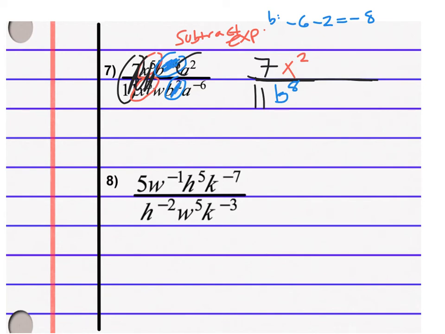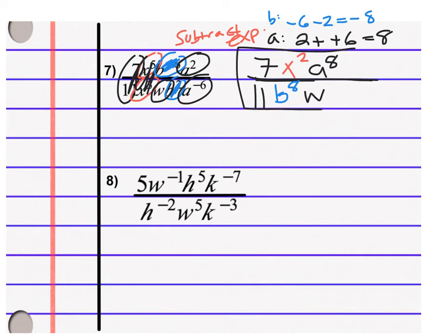For the a's, I have a to the 2, so I have 2 minus a negative 6. 2 minus a negative 6. Two negatives change to positive. Positive 8. Since it's positive, it stays on the top. Lastly, we just have this W, and it's positive, so it will stay where it is.